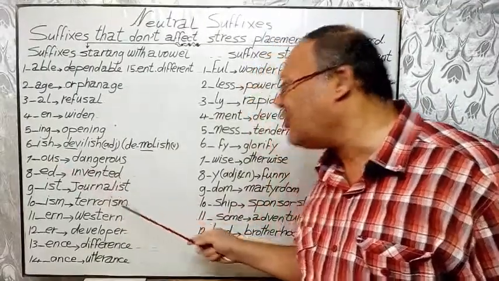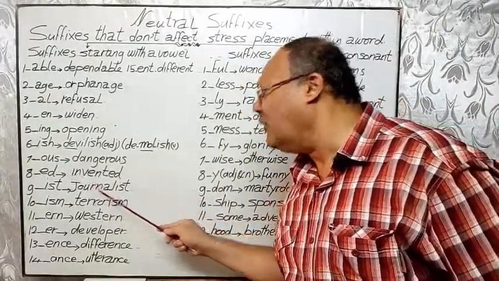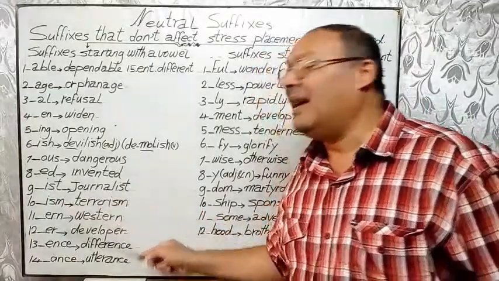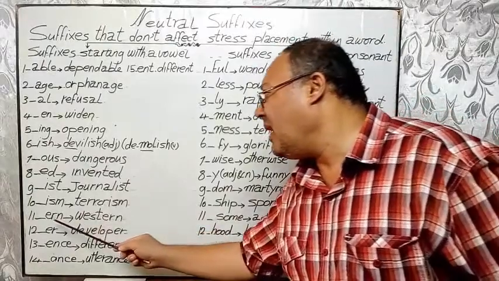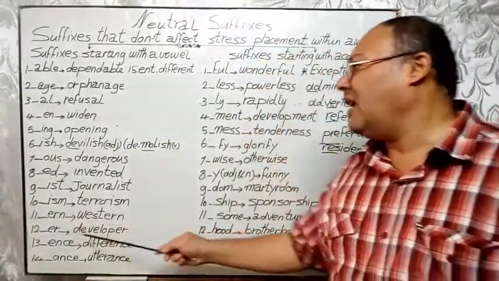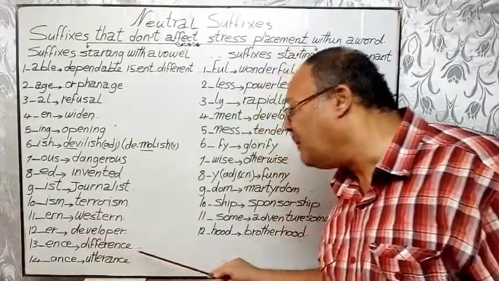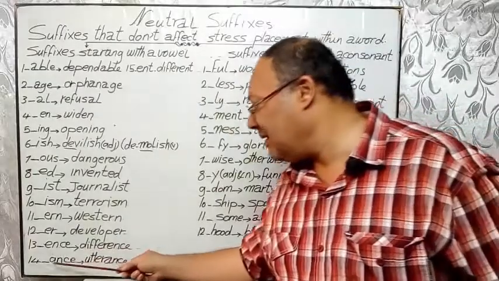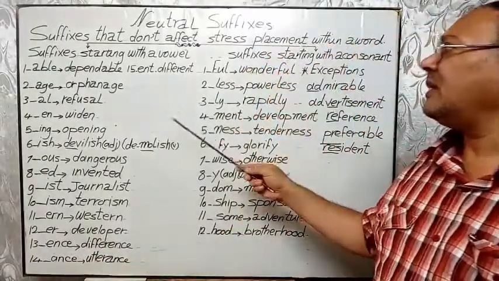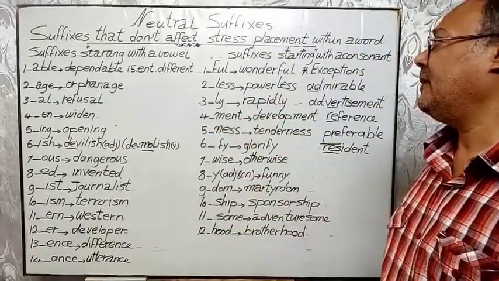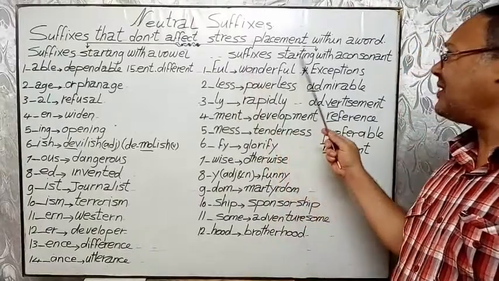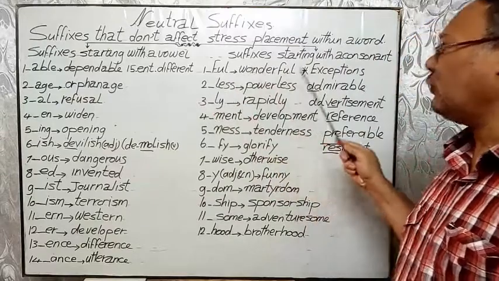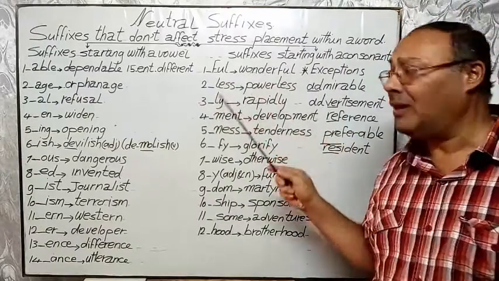-ous, dangerous. -ed, invented. -ist, journalist. -ism, terrorism. -ern, western. -er, developer. -ance, difference. -ant, utterance. -ent, indifferent.